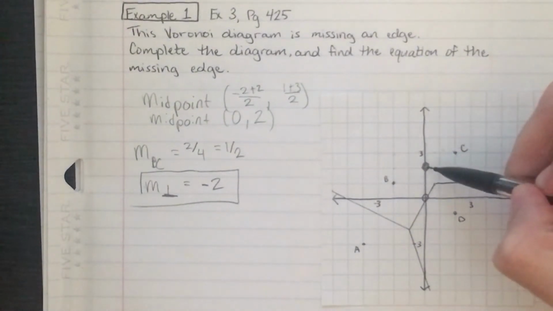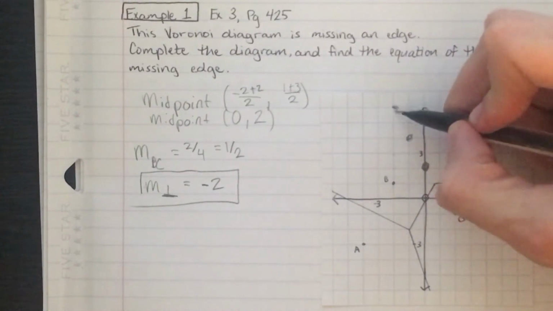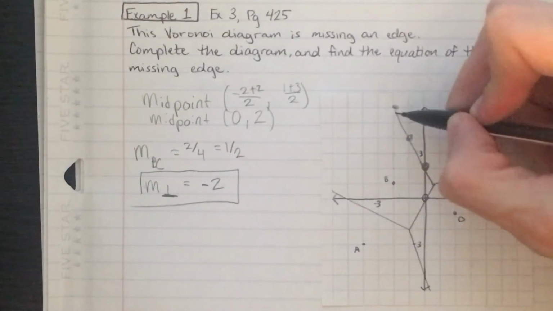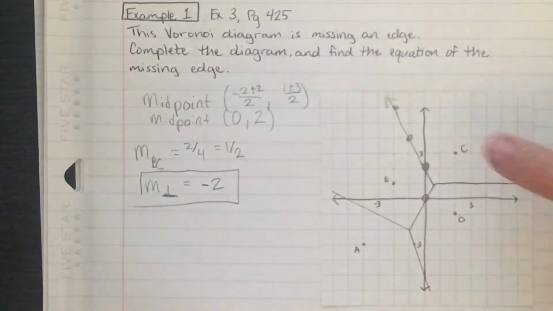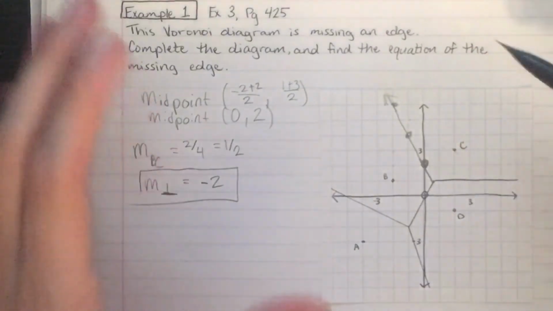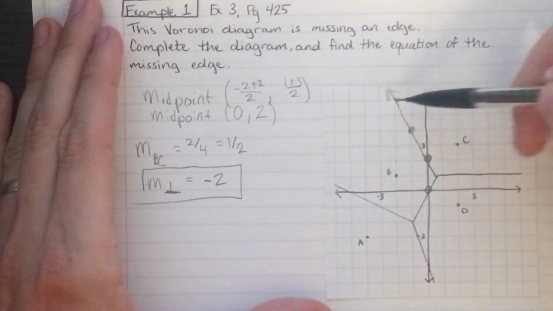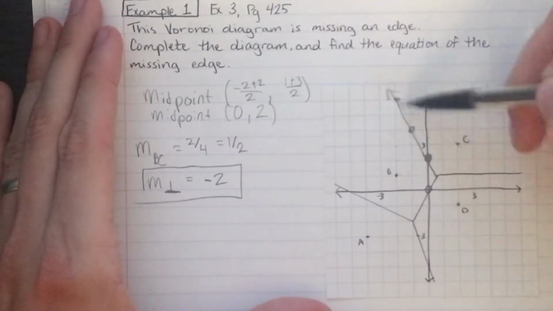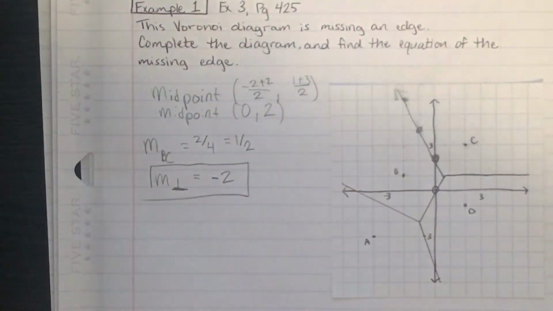Now that we've got this midpoint, we're going to go through it. We're going to go up 2 over 1, up 2 over 1, and then connect those. That is the missing piece for that Voronoi diagram. Now anything in this area is closer to B. Anything in this area is closer to C. Anything on this edge is equidistant to B and to C. We're going to look at a few more today, but this is the gist of what we're doing. We're not constructing whole ones, we're just modifying them.